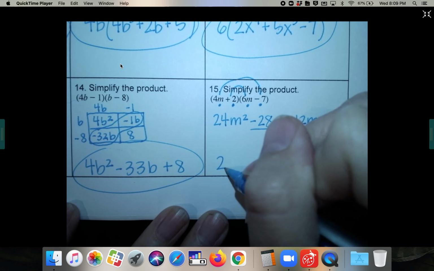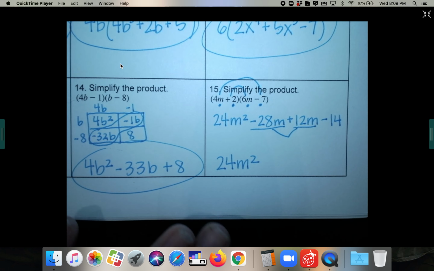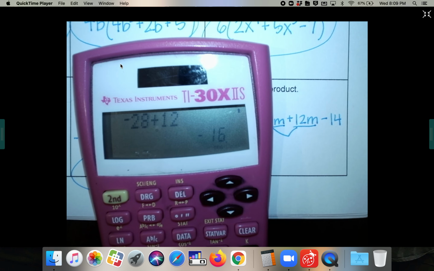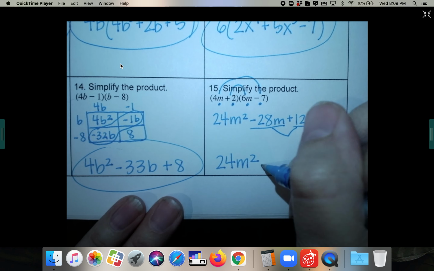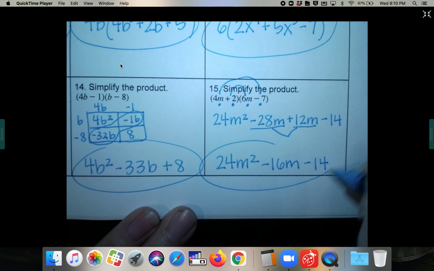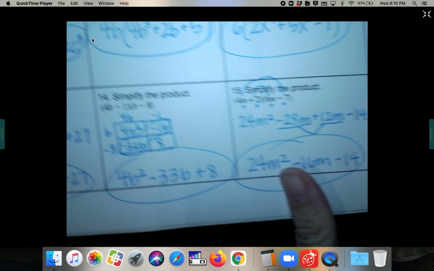So you've got the final answer, 24m squared. Negative 28 plus 12, I don't know what that is. Use your calculator. Negative 16. So minus 16m and then minus 14. All right, let's look at the second page.